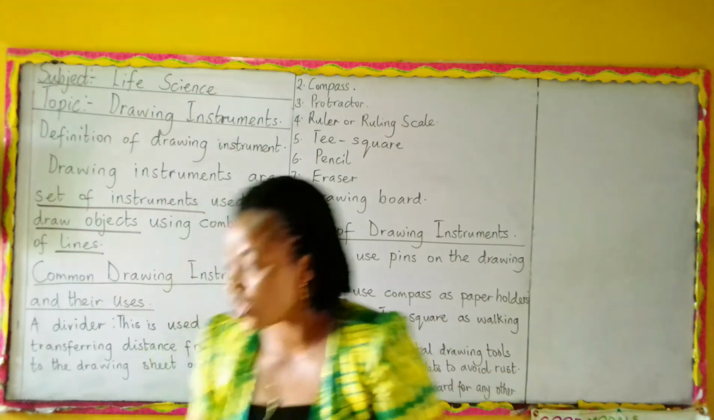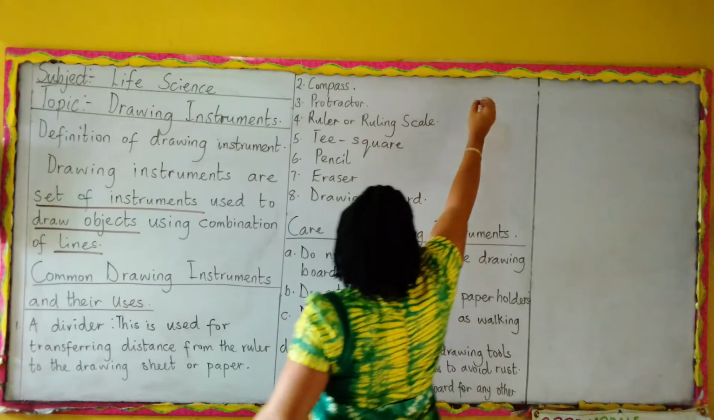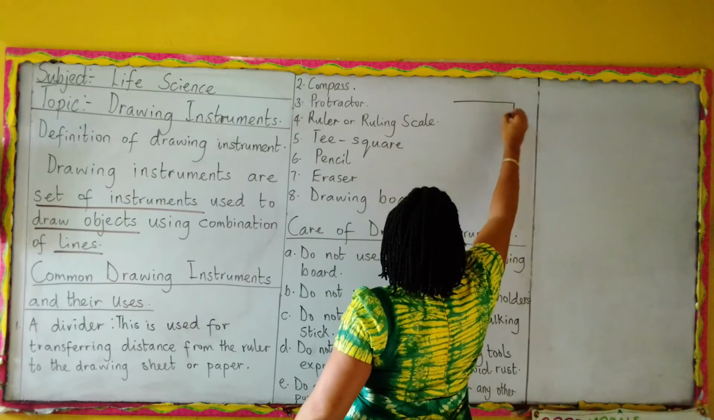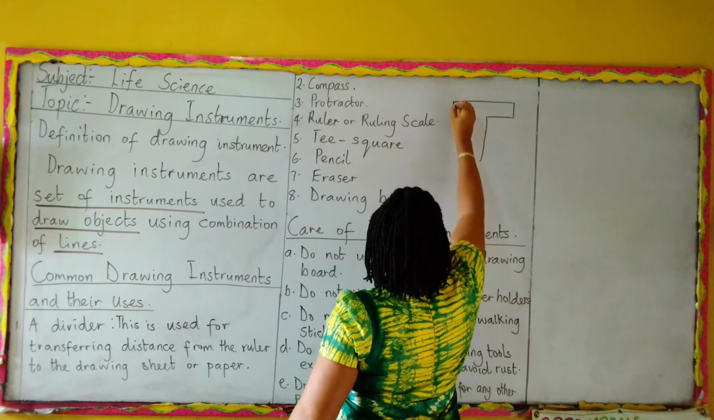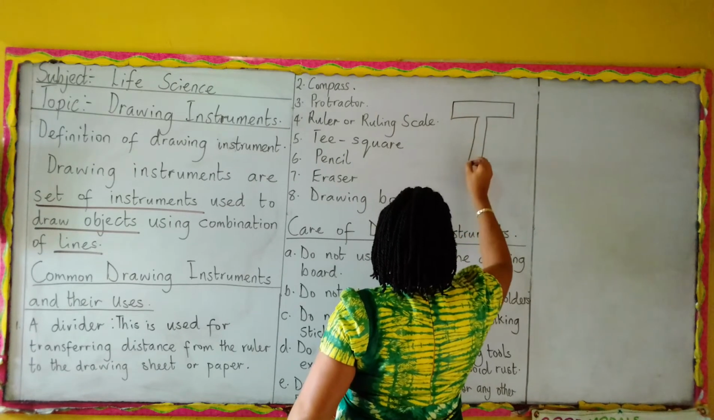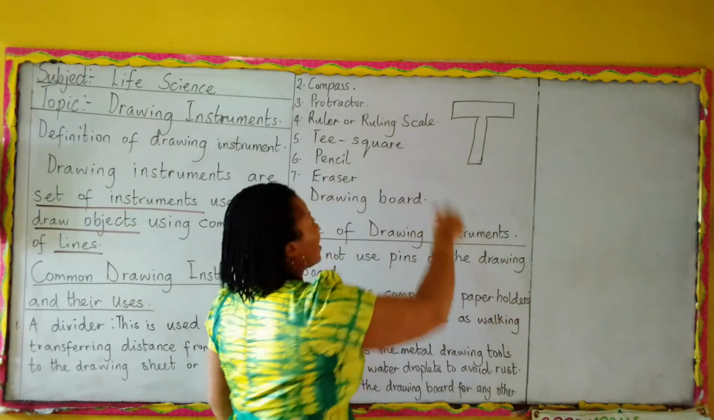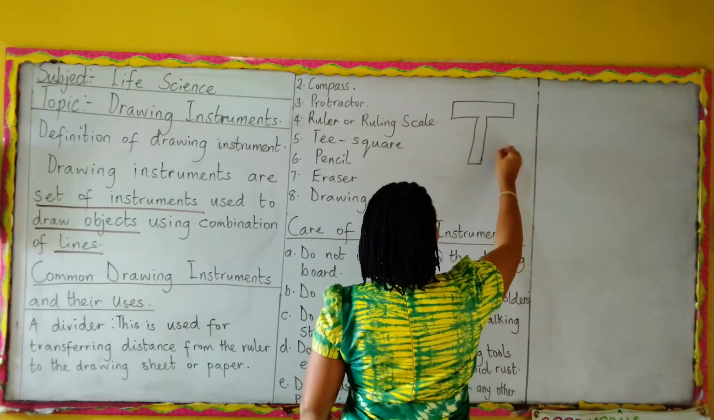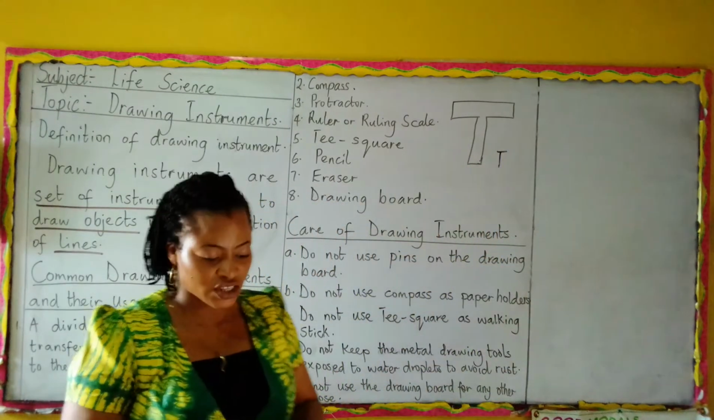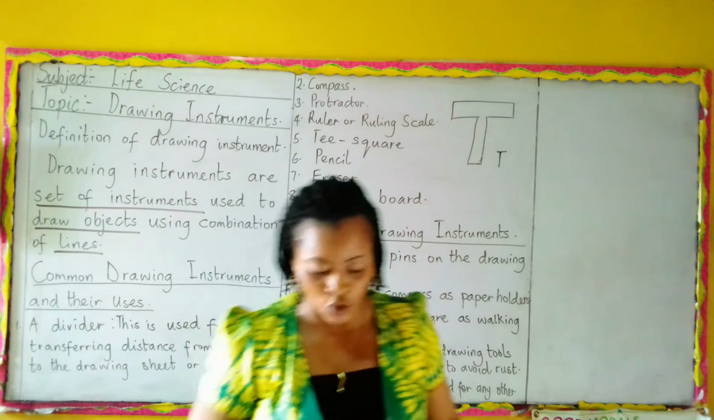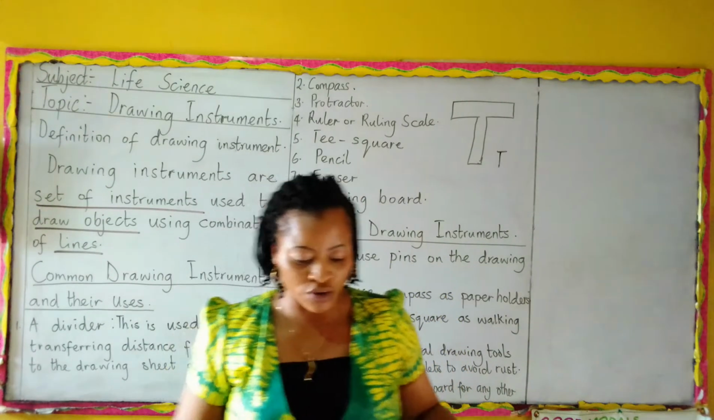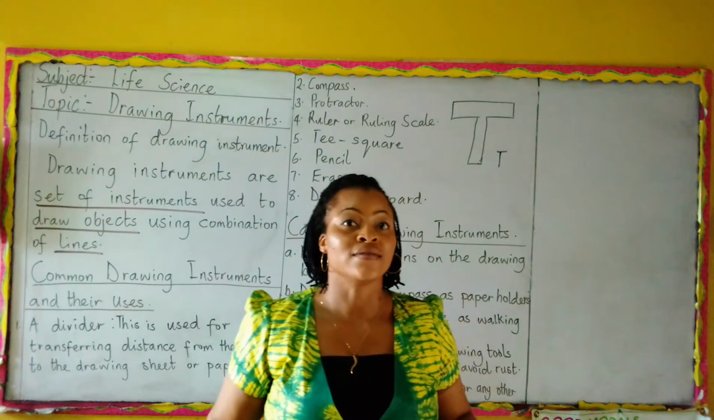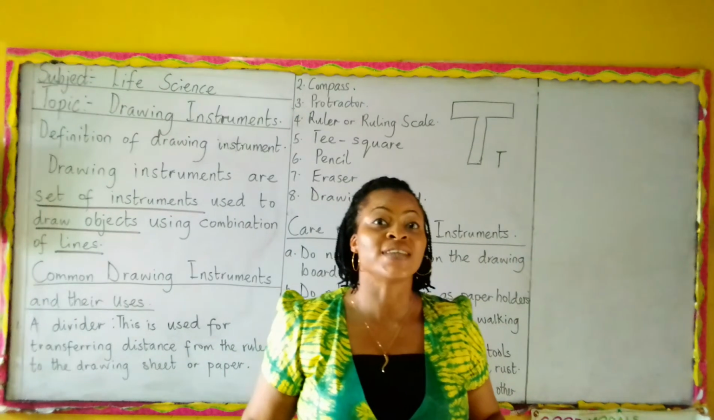So let me just give you a sketch of the board. This is how a T-square comes. Okay? Because it looks like letter T. That is why we call it a T-square. So what do we use it for? We use the T-square to draw horizontal lines. And we use it to draw set squares.